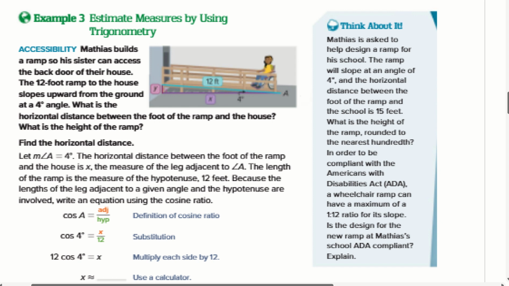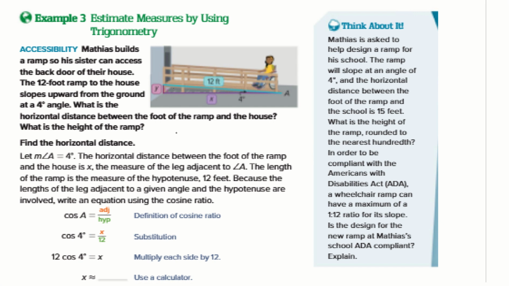Okay, so we got ourselves a right triangle. It's kind of hard to see here, so I'm going to draw it again, all right? So we got this ramp. And then this is at a right angle. And this right here is 4 degrees. And we got Y, we got X, and this is a 12-foot ramp. Okay, so that's what it looks like.